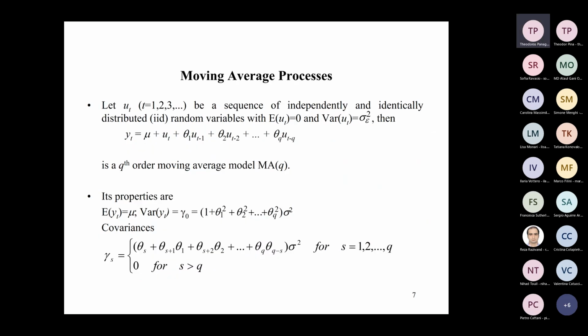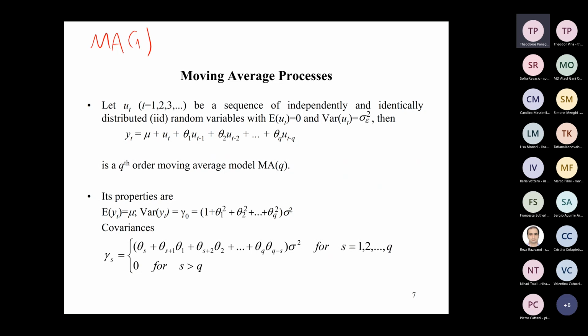Okay, now we're going to talk about the two families of time series models. The first is what we call a moving average model. I'm going to write the simplest version of a moving average model.